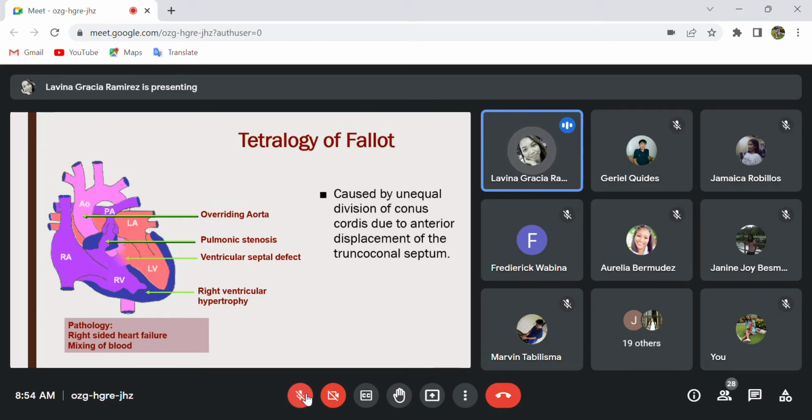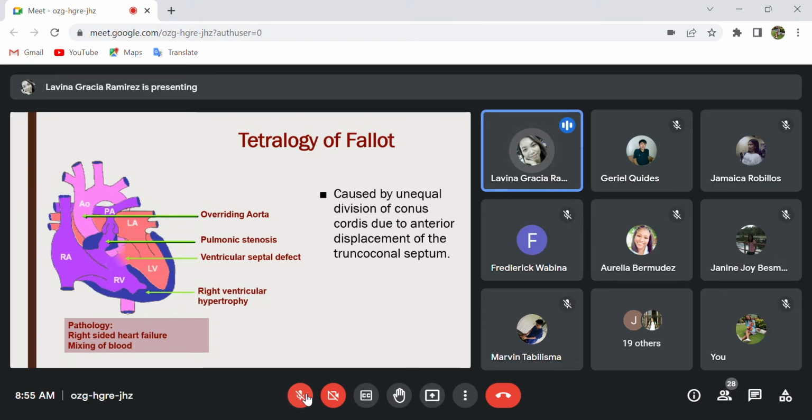So the pathology of this might be seen in right side heart failure wherein there is a mixing of blood on this particular area. This is due to unequal divisions of the conus, due to anterior displacement of the truncoconal septum. The truncus will develop a septum supposedly separating all the chambers and the blood vessels here. So what happened? There is an opening in that area, and transpositions. So that is a picture of tetralogy of Fallot.